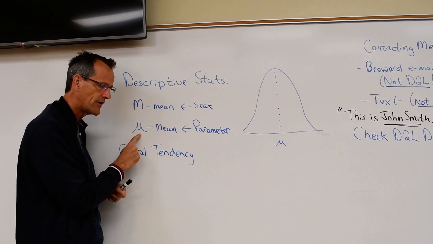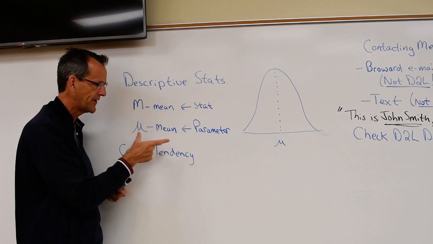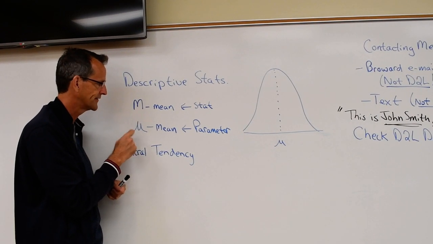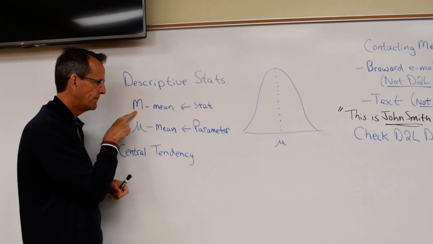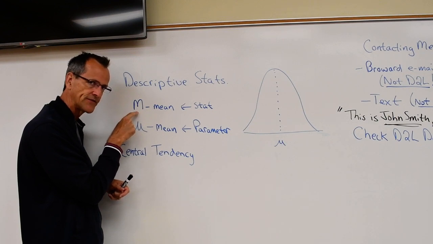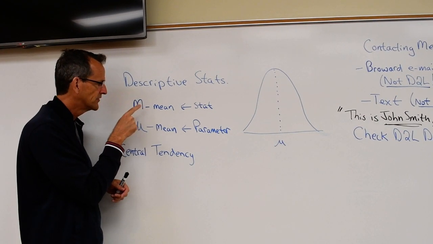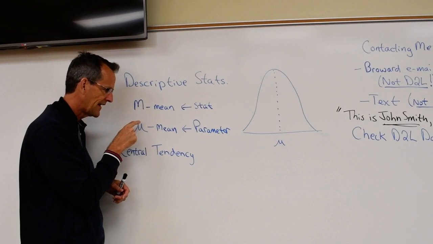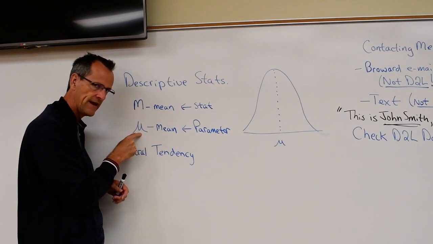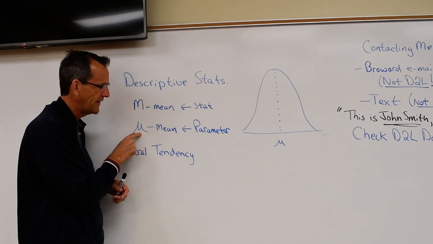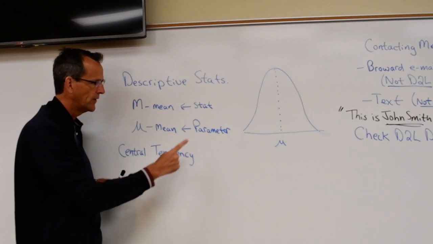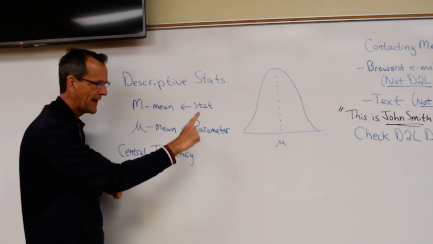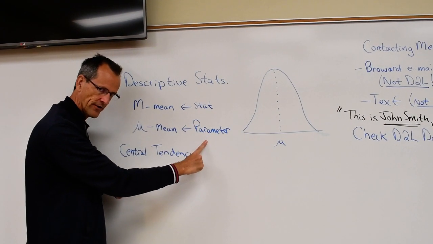That mean is called a parameter. Now sometimes you have parameters, but not always, okay? And then the mean from our sample, this is a statistic, okay? So the mean from our sample is an estimate of the mean of the population. And that's what statistics are. We use statistics to estimate parameters.